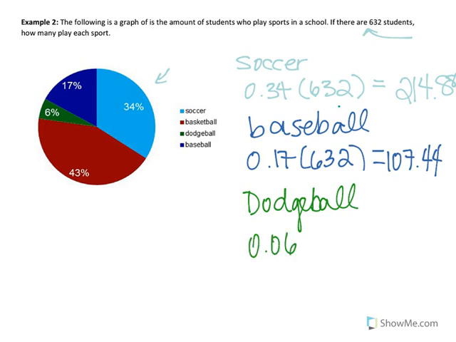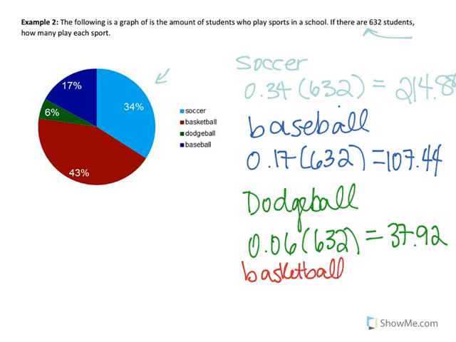Then we'll do dodgeball. We go 0.06, be careful with that. So 0.06 times 632, and you should get 37.92. Obviously there's not 0.92 of a person, but we're going to leave this on here because it's just a statistic. Then the last one, which is basketball.